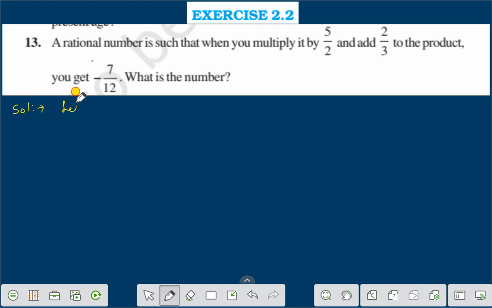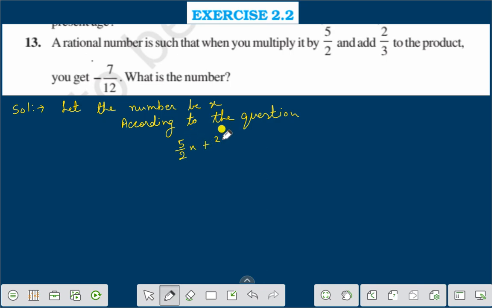Let the number be x. According to the question, 5 by 2 x plus 2 by 3 is equal to minus 7 by 12.